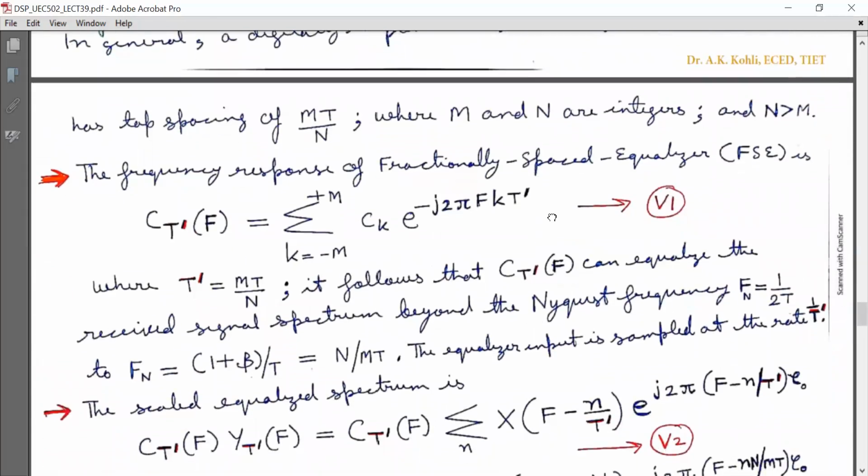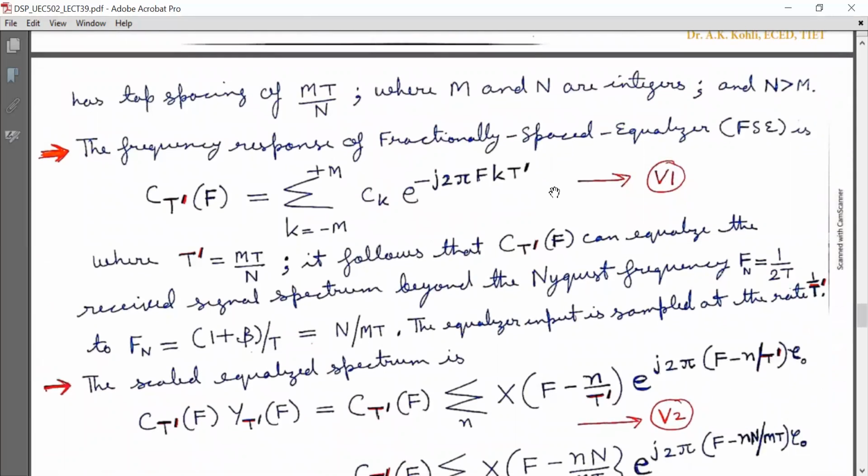Now the frequency response of the fractionally spaced equalizer FSE is C_T'(f) equal to summation k running from minus M to M c_k e raised to minus j 2 pi f k T'. Mark it as equation V1, where T' is equal to MT by N. It follows that C_T'(f) can equalize the received signal spectrum beyond the Nyquist frequency f_N equal to 1 by 2T, up to f equal to (1 plus beta) by T, and that is equal to N by MT. The equalizer input is sampled at the rate 1 by T'. This is very important.